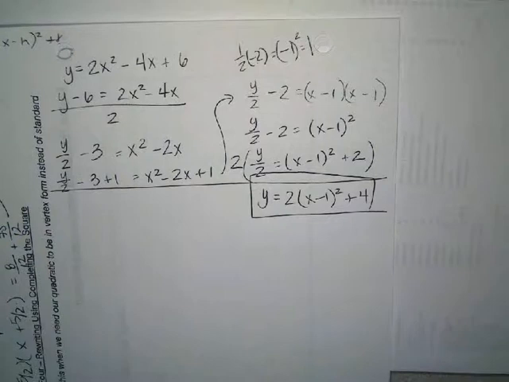So the process is the same. You still complete the square. But when you get down to the point where you normally take the square root of both sides, instead you just solve for y. So it's the same process, just the last step is a little bit different.